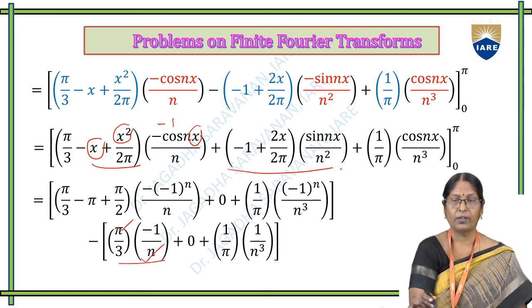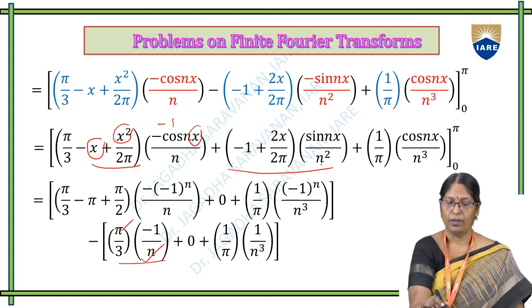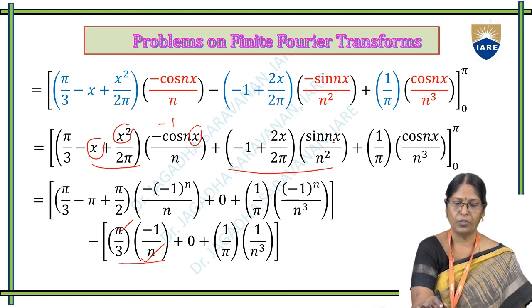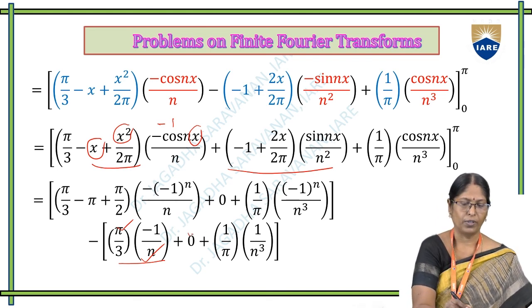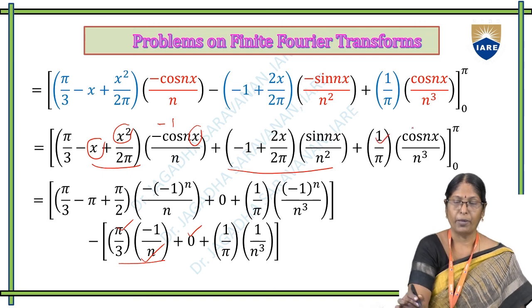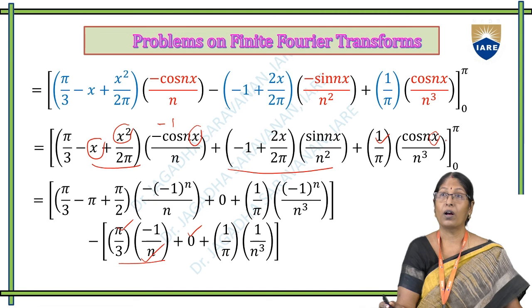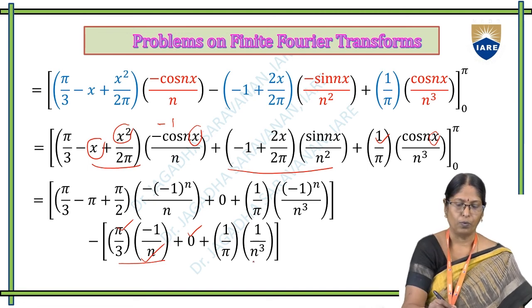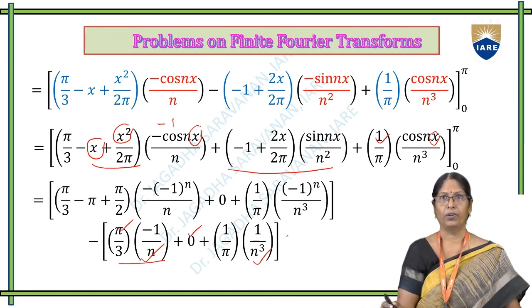Here the complete term is there, but sine is there. First there we will substitute. Sine 0 is 0, so the second one has become 0. Next, here 1 by pi, but in x's place we substitute 0. Cos 0 is 1, so 1 by n cube.